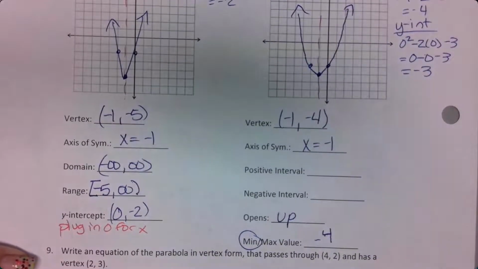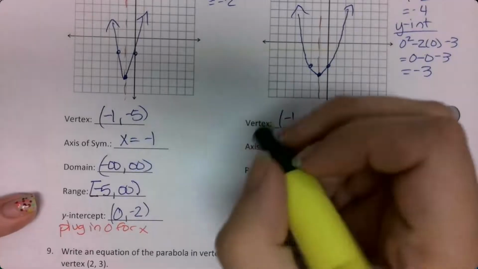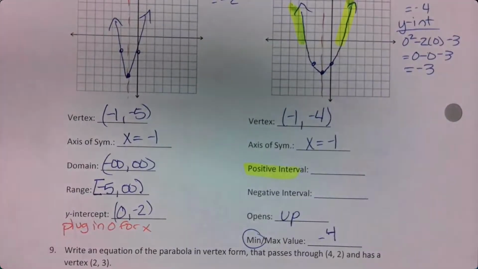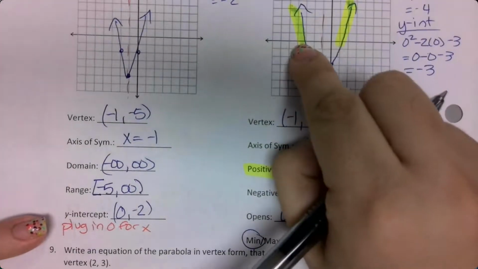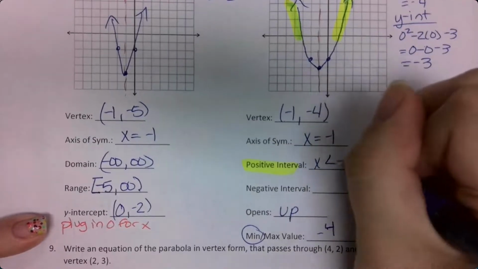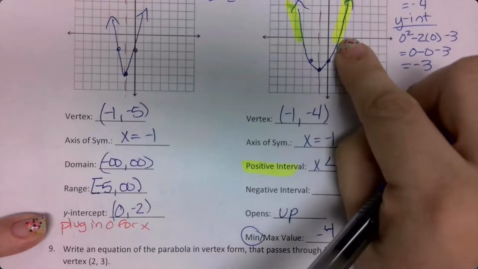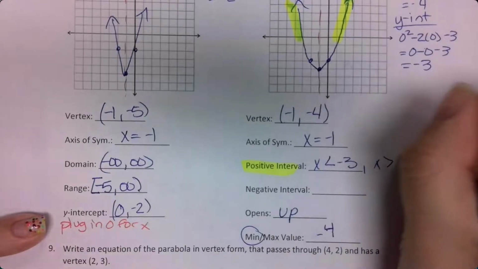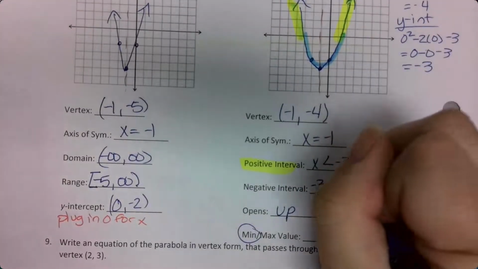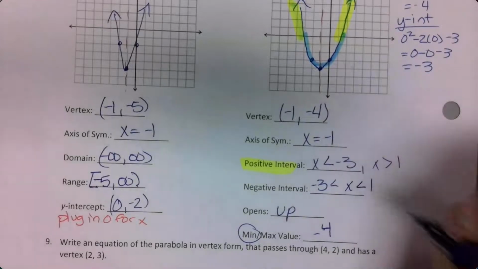Okay. Now I'm looking for my positive interval. This is where my x values give me positive y values. So right there and there. This is x is less than, because it's going to the left, negative 3. And then I have over here, x is starting at 1 and going to the right. Then my negative interval is where I have negative y values. So from here to here, that is between negative 3 and 1. So I write negative 3 is less than x is less than 1.